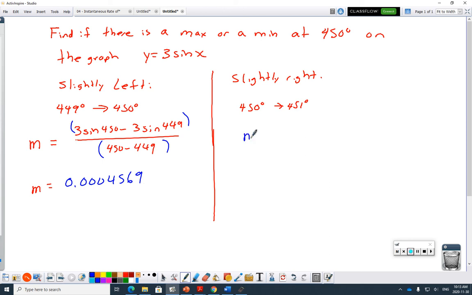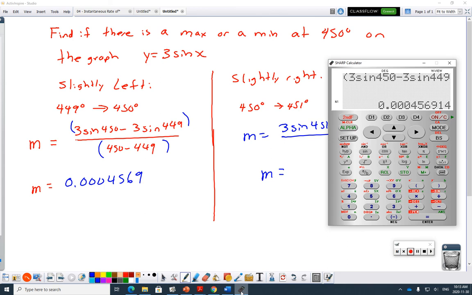To find from 450 to 451, exact same thing, except 3 sine 451, subtract 3 sine 450, over 451 minus 450, and the slope I get on this side. Can I go back and change these? Backspace, backspace, 450. Backspace, 451. You'll get to know your own calculator exactly how you type these things in, and I get negative, exact same thing.